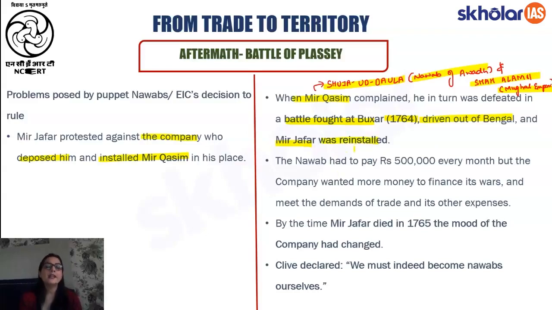Now students, herein it will be important to note that the duty of these puppet Nawabs was to pay rupees 5 lakh every month to the company, who wanted more money to finance their wars and meet the demands of their trades and expenses. So you can understand how big a chunk of money this particular company was demanding from the Nawabs, who in turn after some point of time realized the oppressions that were put on them by this company, and that is why they were protesting after some point of time.